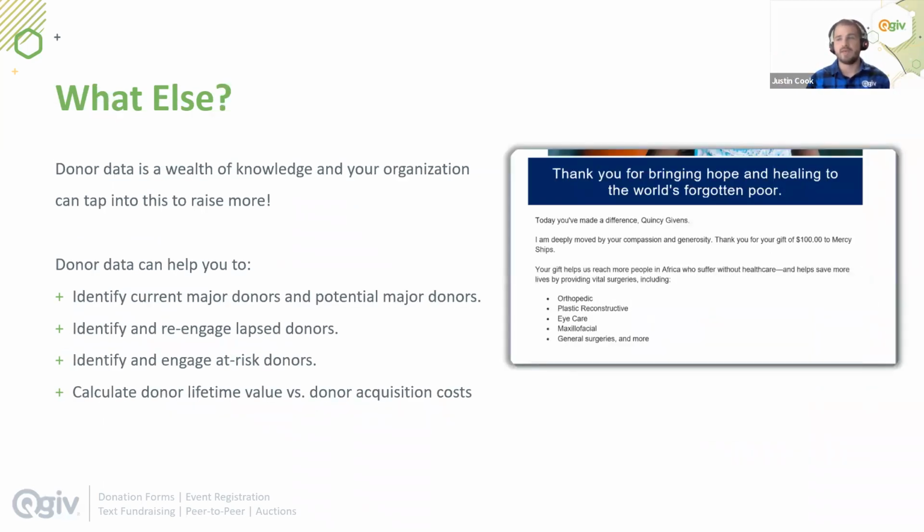But what else? So we have a ton of information in our data platforms for you to dive into and learn more. So as we discussed before, identifying current major donors and also digging a little bit deeper to identify potential major donors. Like we said, small to mid-level, they actually may have a bigger capacity to give to your organization. So make sure that you're diving into your data to understand that. Identify and re-engage lapsed donors, those that have just stopped giving to your organization. Identify and engage at-risk donors. And then also calculating the donor lifetime value versus your donor acquisition costs.